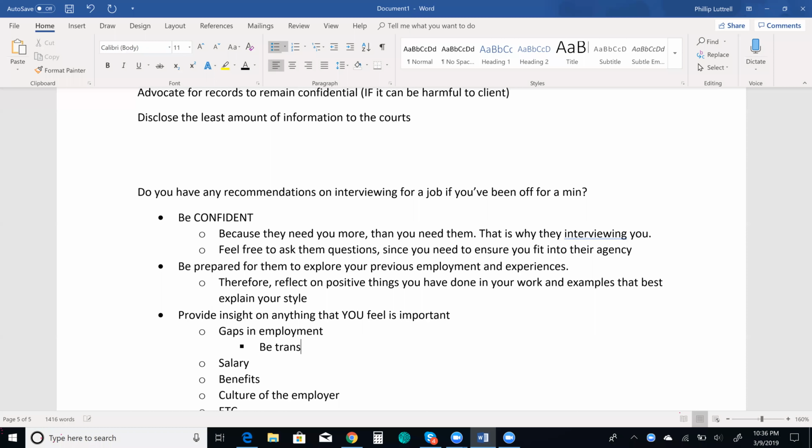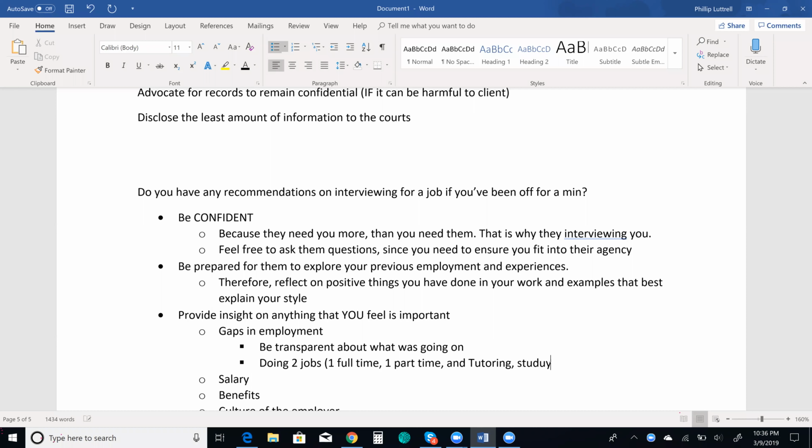so basically be transparent about what's going on. I've never had this issue, so I can't directly speak to it, but oftentimes employers ask me why I have so many jobs on mine. Those that have been rocking with me for a minute know that I'm doing two jobs at the same time. One full-time, one part-time, and like tutoring, study groups, and videos. So I'm transparent about all of this.